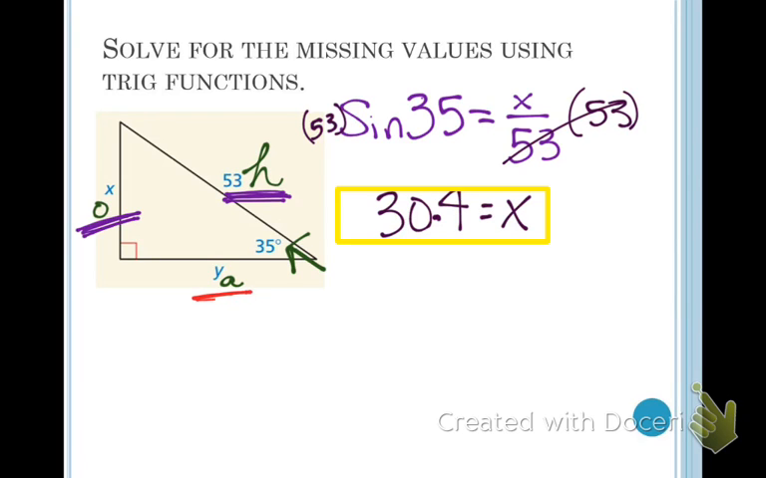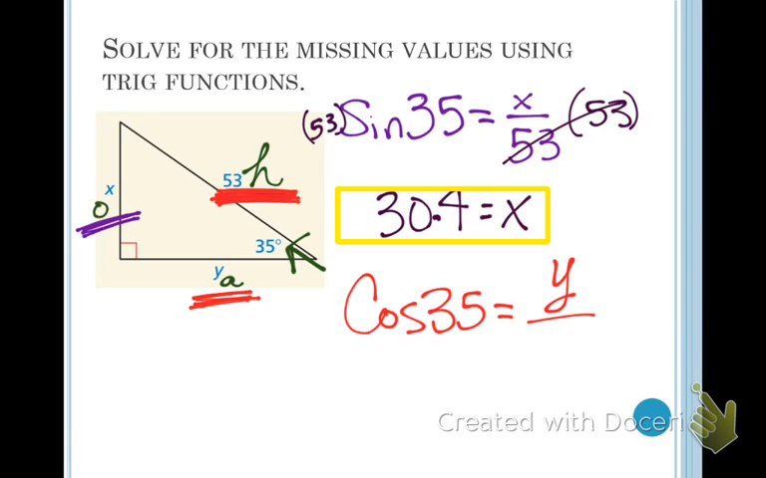All right, last we need to solve for y. What other side will we use? Adjacent over hypotenuse, which would make this cosine of 35 equals y over 53. So multiply by 53.